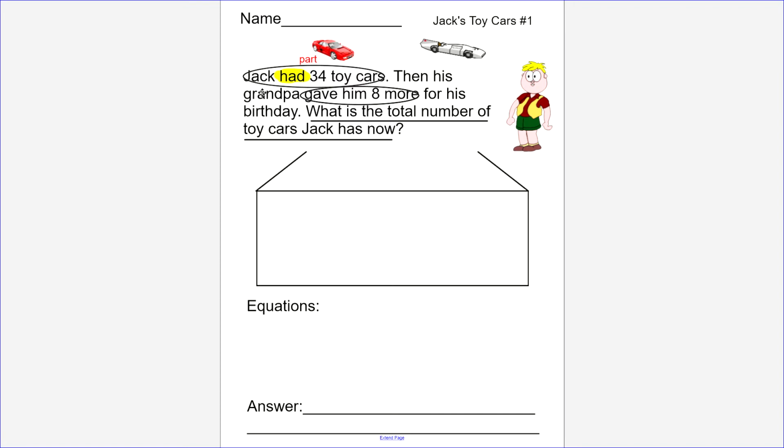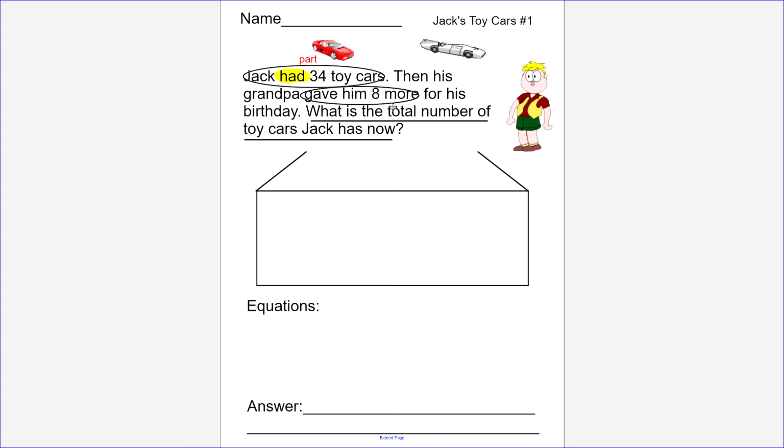Oh yes, I see here that Jack had 34 toy cars. I highlighted this keyword had because it's helping me know it's how many he used to have, not how many he has now. It's how many he had or how many he started with. This is my starting amount. It's a part because it's not the total number of cars he has now. It's how many he used to have or started with. This is a part.